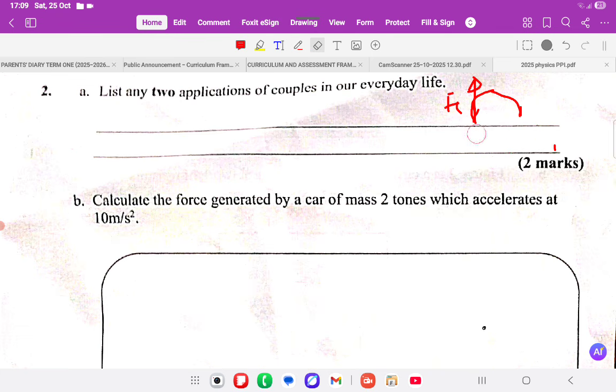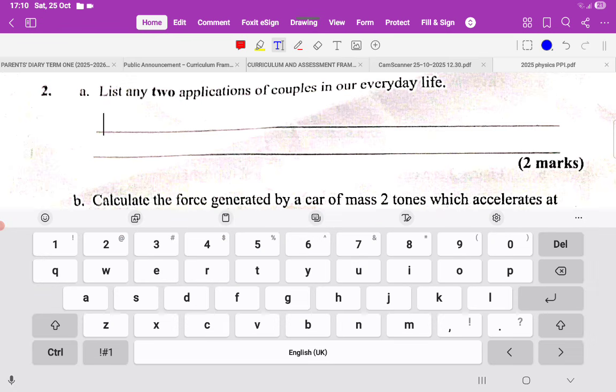All right, so what are they used for? These effectively will produce a turning effect, which is called torque. We use this quite a lot in everyday life. For example, we use this when it comes to turning a tap.